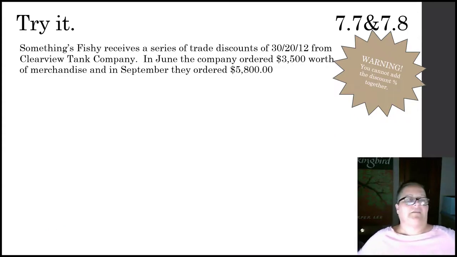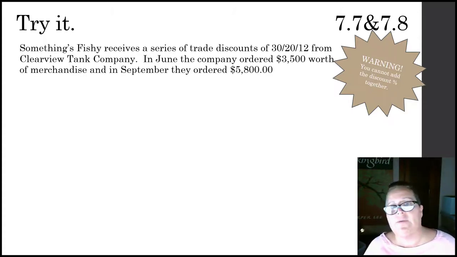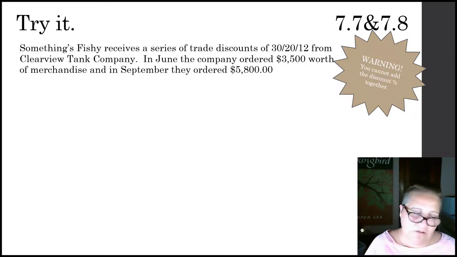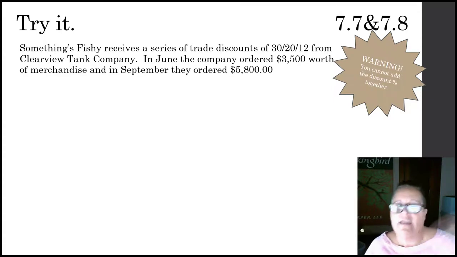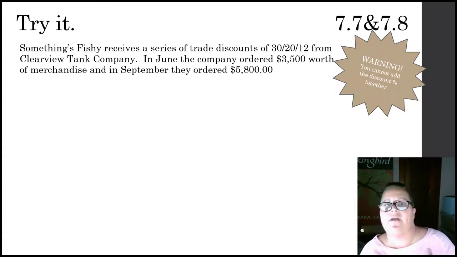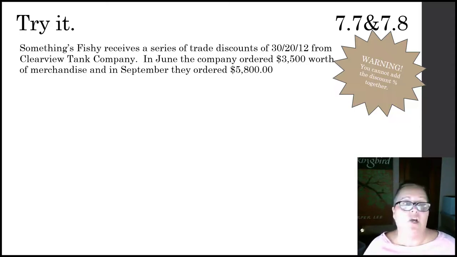All right, Something's Fishy, love the name, receives a series of trade discounts of 30/20/12 from Clearview Tank Company. In June, the company had ordered $3,500 worth of merchandise, and in September, they ordered $5,800 worth of merchandise. So here's a situation where knowing a net price factor, particularly if it's consistent, is efficient. Rather than take 30% off each month and then 20% off of that and then 12% of that, rather than doing 3 separate calculations, once they know their net price factor, they can simply multiply that by whatever their monthly bill is.